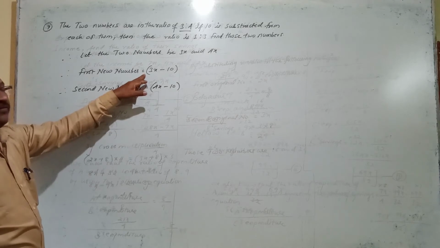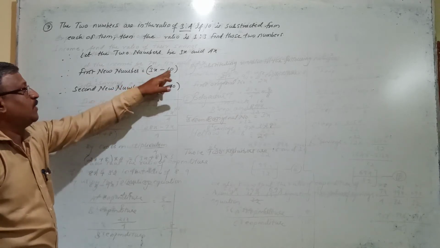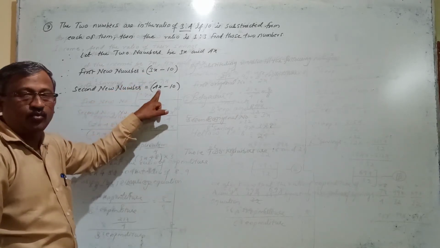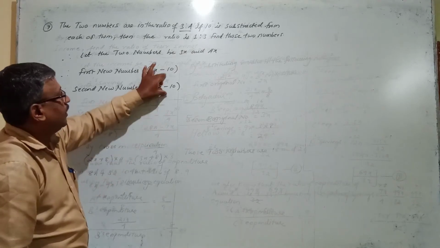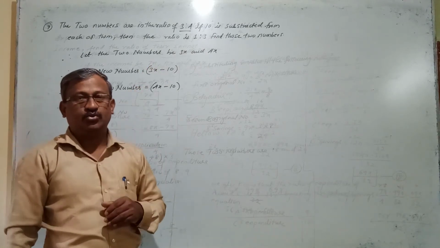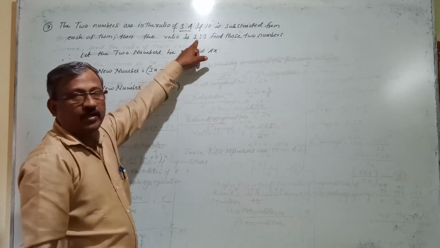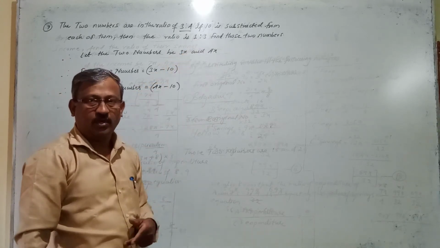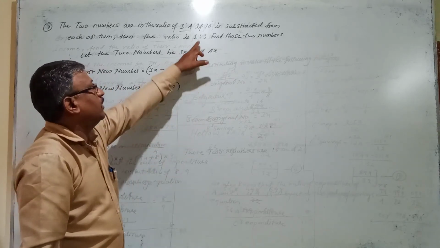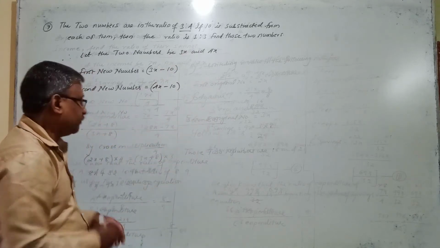First new number after deducting 10, we get 3x minus 10, and the second number comes to 4x minus 10. Now take these new numbers and find the ratio. That ratio comes to 1:3. So let's calculate the ratio of those two new numbers.